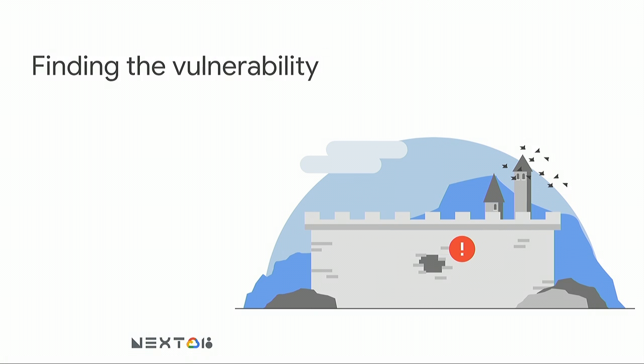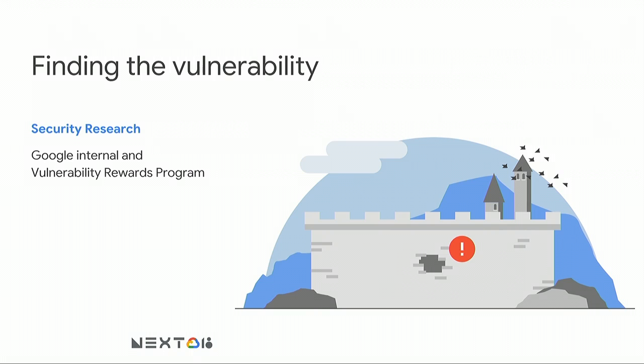So I'm going to step through kind of how the vulnerability was found, how we fixed it, and what the outcome was for GKE. So how was this vulnerability found? Google employs a bunch of really world-class security researchers internally.